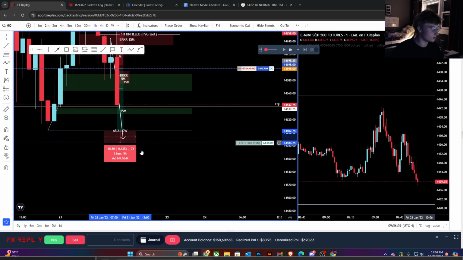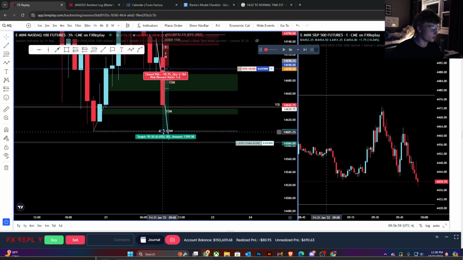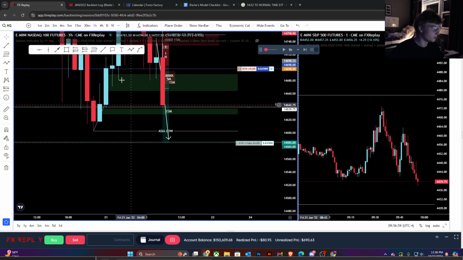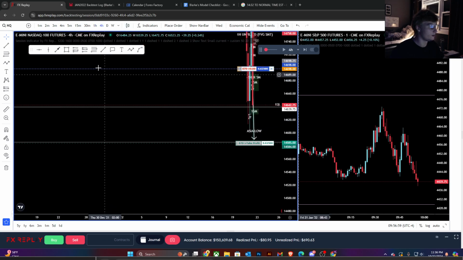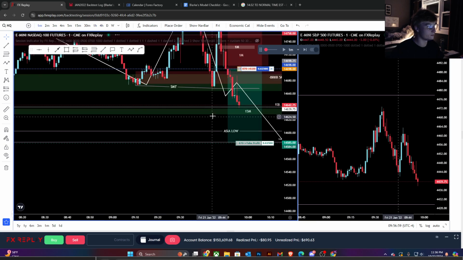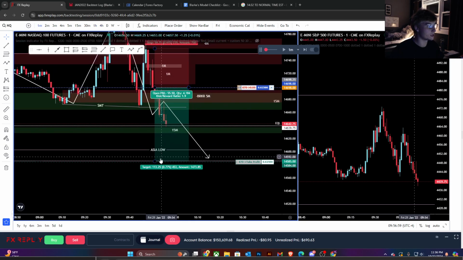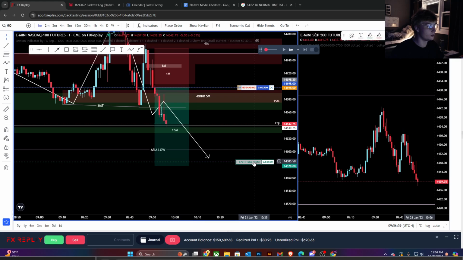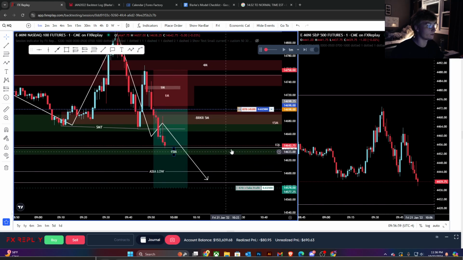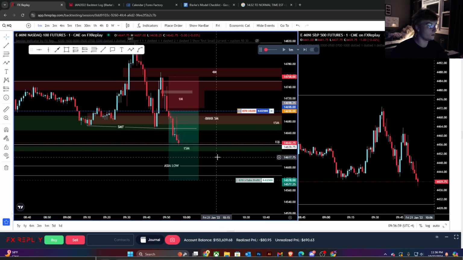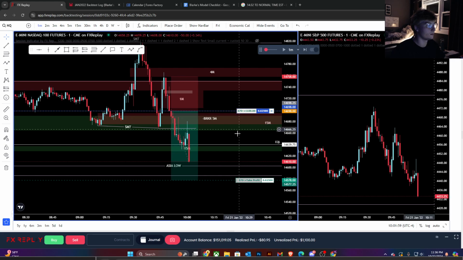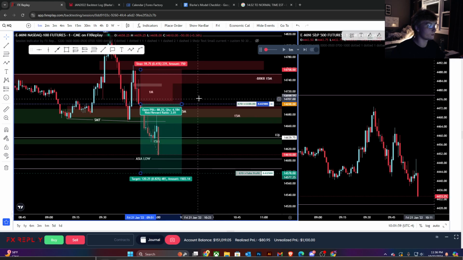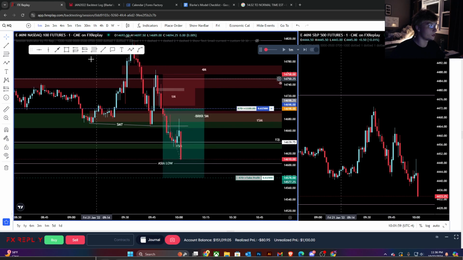Let's continue down 20 points and run out that 4-hour sell side liquidity. So yeah, that makes our RR better as well. 1 or 2. But yeah, I do like the reaction off the breaker. Alright, there we go. And Asia low there.